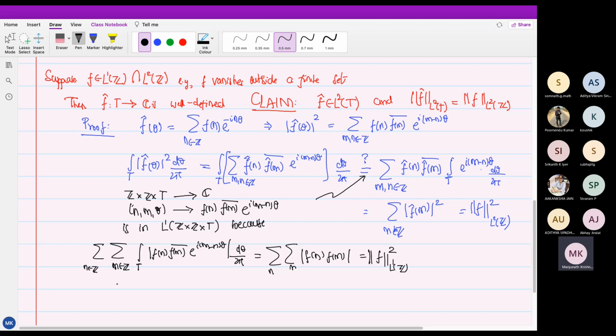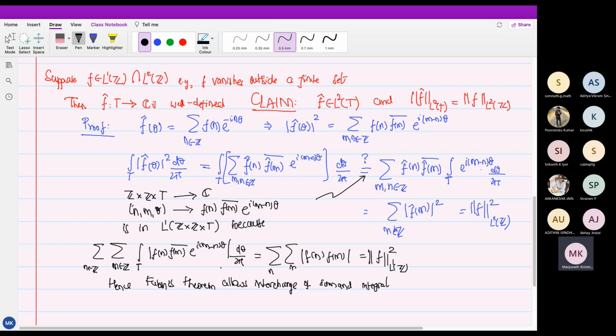Therefore, you can use Fubini's. Fubini's theorem allows interchange of sum and integral.